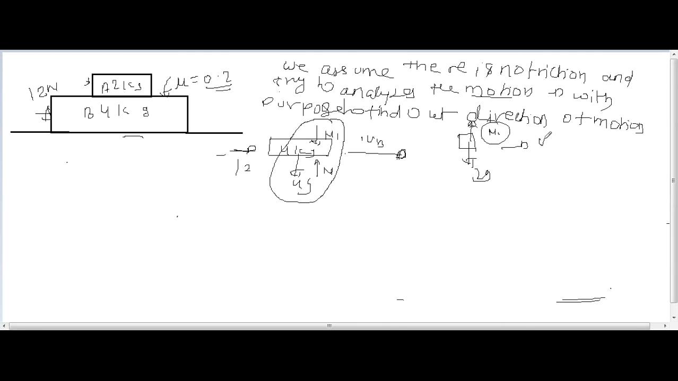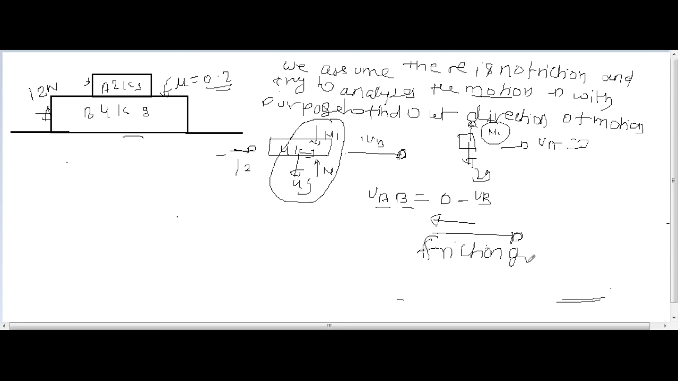So here VA is 0. What is the velocity of A with respect to B? This is the simple concept of relative motion: 0 minus VB. VB is in this direction, so the relative motion of A with respect to B is in the opposite direction because this is negative. So what is the direction of the friction force on A by B? It will be this.